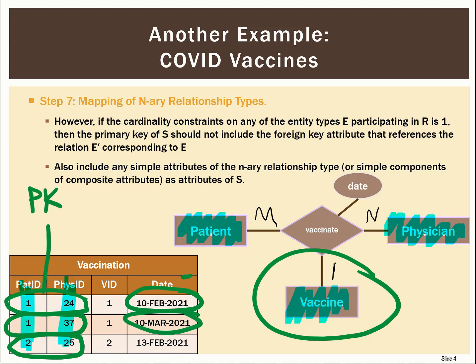And when I include the date, along with the patient ID and the physician ID, then I will have a primary key. So the mapping is exactly the same. The strategy is exactly the same. I still have 3 foreign keys, but I might have a different primary key. And again, the entity type with a cardinality of 1 will not be a member of the primary key of this table.